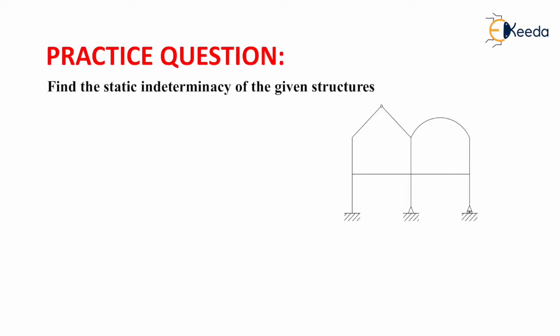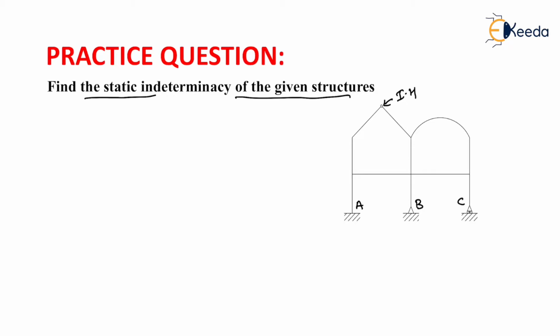The question is written as: find the static indeterminacy of the given structure. We need to find the total static indeterminacy of this given structure. Now there is one internal hinge at the top portion, and we name all the supports as A, B and C.